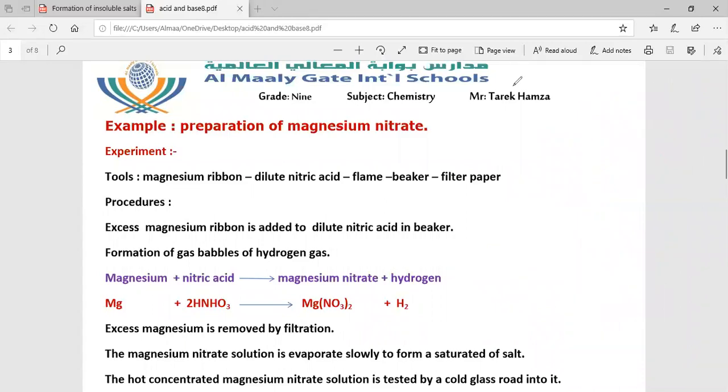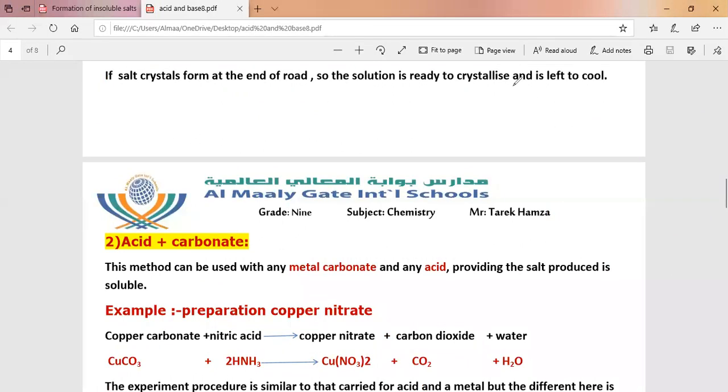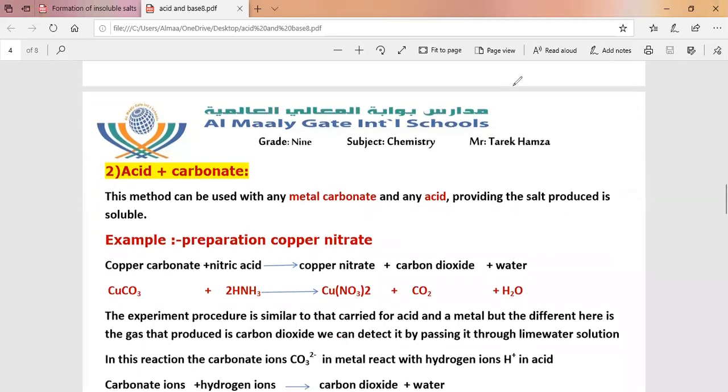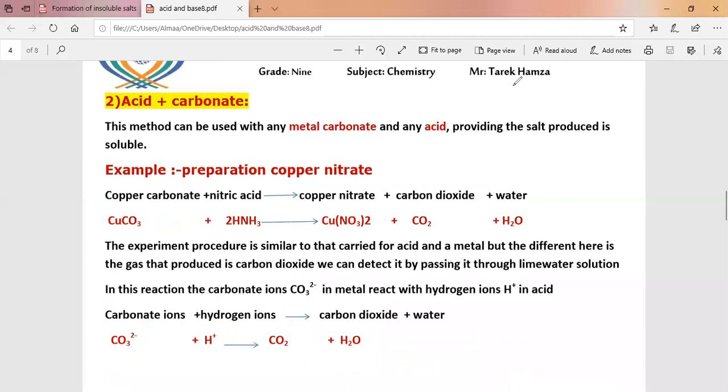The next point, acid and carbonate. Acid reacts with metal carbonate to produce salts. These salts are soluble salts. For example, preparation of copper nitrate. The procedure is the same. Copper carbonate reacts with nitric acid to produce copper nitrate, carbon dioxide, and water.